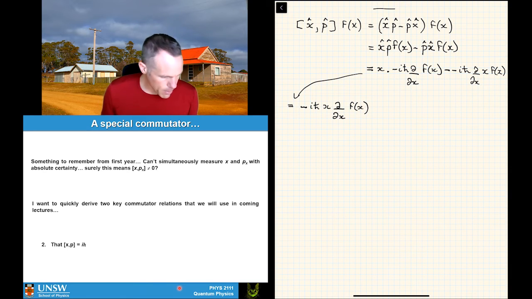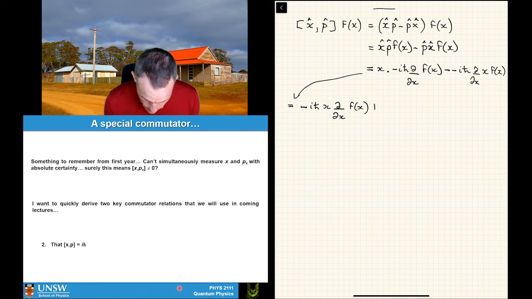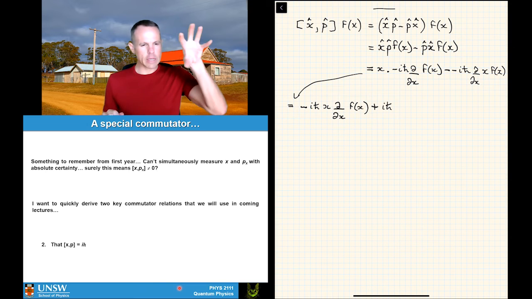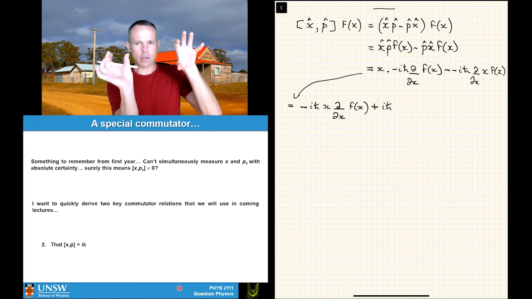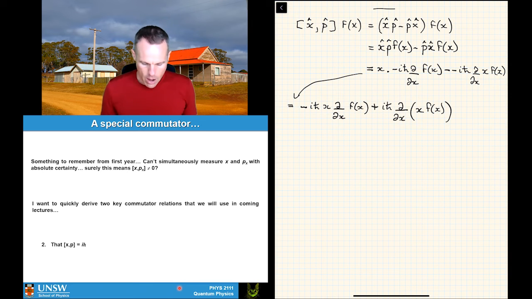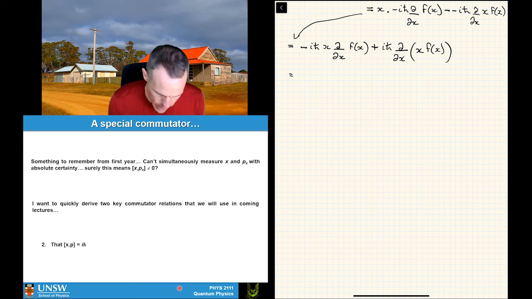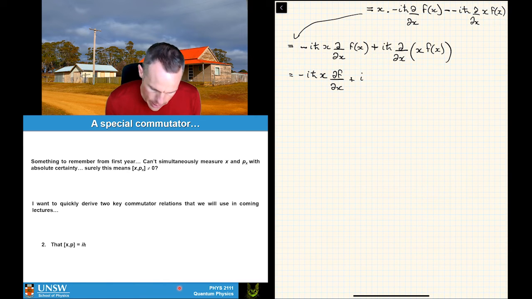And then, cleaning up the right-hand side, the minus and the minus gives me a plus. My i h bar are already at the front, so I've got i h bar. And now my d on dx will operate on the product of x and f of x. So the correct way to write this would be d on dx of x f of x, like so, okay? Now what I'm going to do is work through and do the derivative. So this would be minus i h bar x df on dx plus i h bar.